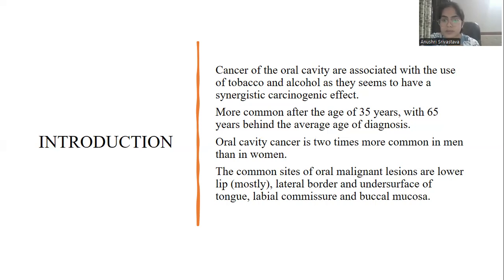The lateral border and undersurface of the tongue may also get carcinogens, and then the labial commissures. Labial commissures are where the two lips are attached together. This is a labial commissure, and the cancer can also occur in the buccal mucosa.